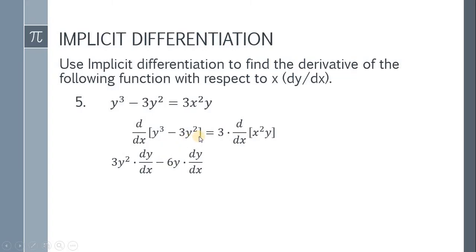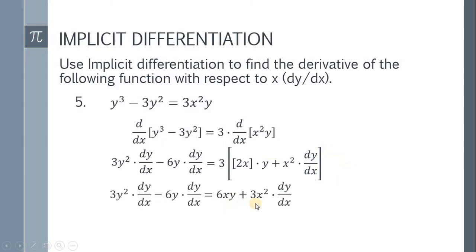Minus derivative of 3y squared with respect to x. So we have 3y times dy over dx. Next, yung nasa right side, gagamitan natin ng product rule. Derivative of the first times the second plus first times derivative of the second. Apply natin. So this becomes 3 times derivative of the first. Ito ay x squared. Derivative ng x squared ay 2x times the second plus yung first natin, x squared, times derivative ng second natin which is dy over dx. Simplify natin yung nasa right hand side. So we have 6xy plus 3x squared times dy over dx.